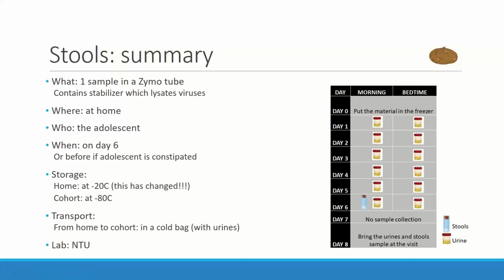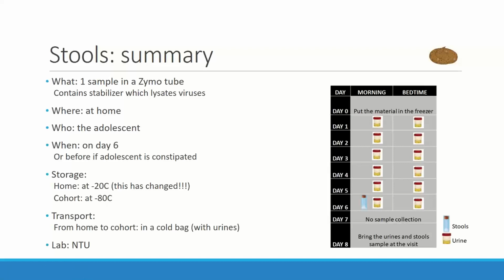Okay, the previous version of the protocol set it at room temperature, I think, but we have decided that it could be better to store it in the freezer, especially in countries such as Greece or Spain, where the summers are quite hot and room temperature might be too much. And then when the sample arrives at the cohort, it will be stored at -18.